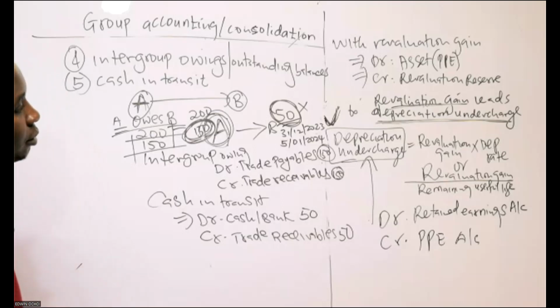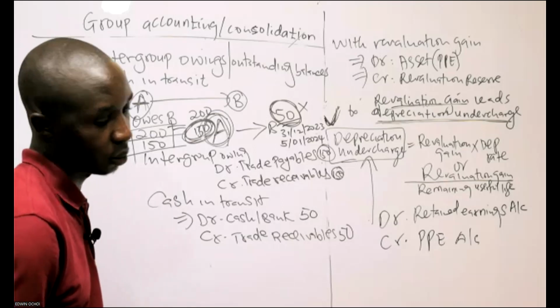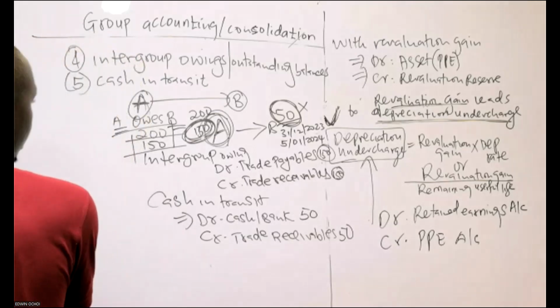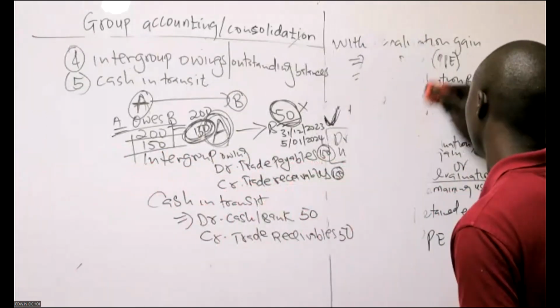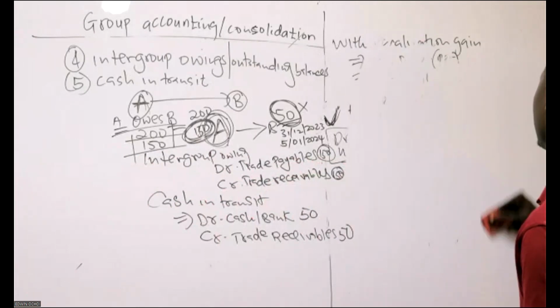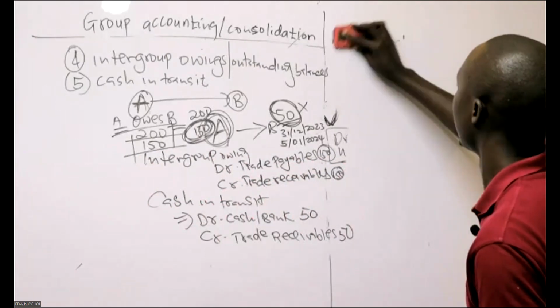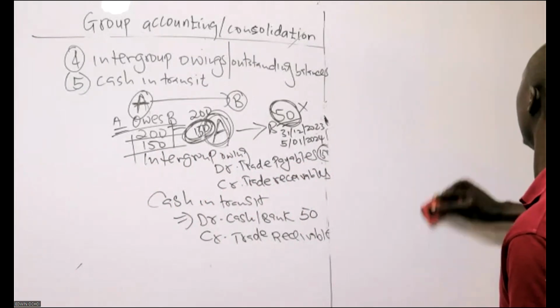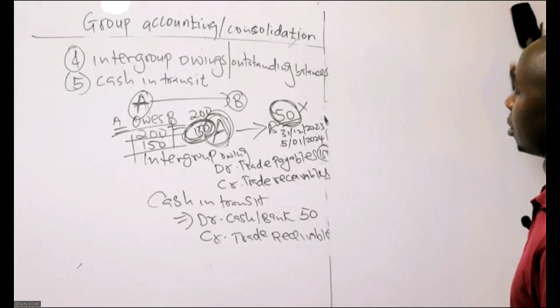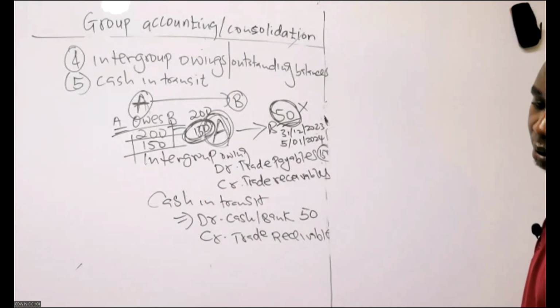Any questions so far? Because we are done with the intergroup owings and cash in transit, so that I move to the goods in transit. The goods which are sold on credit basis. So the goods in transit.